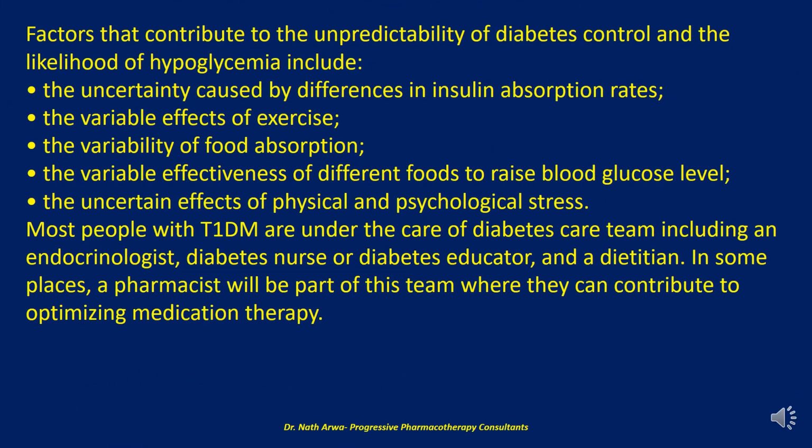Factors that contribute to the unpredictability of diabetes control and the likelihood of hypoglycemia include the following. 1. The uncertainty caused by differences in insulin absorption rates. 2. The variable effects of exercise. 3. The variability of food absorption. 4. The variable effectiveness of different foods to raise blood glucose level. 5. The uncertain effects of physical and psychological stress.